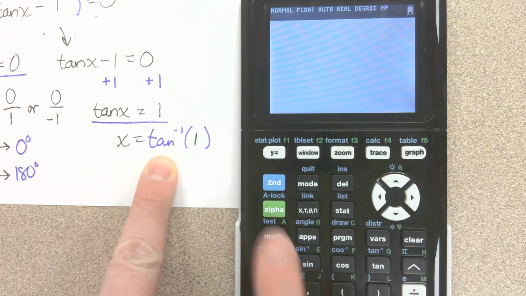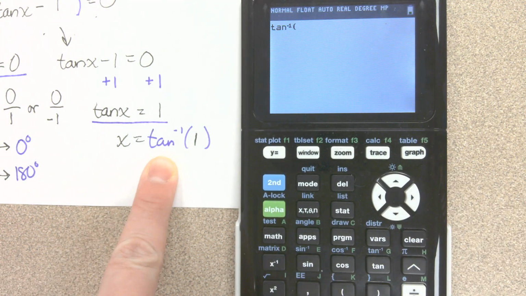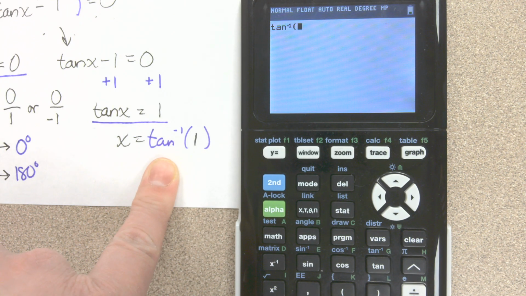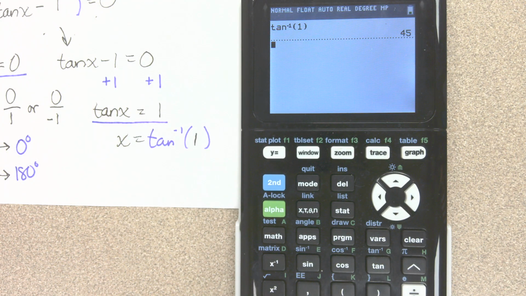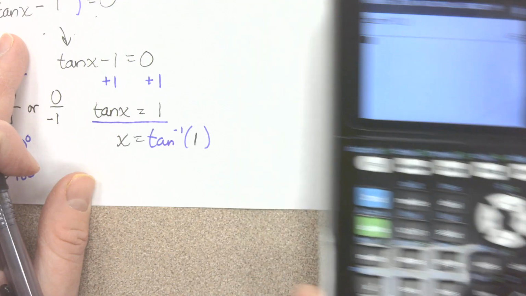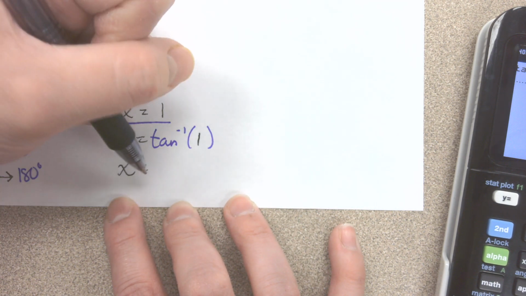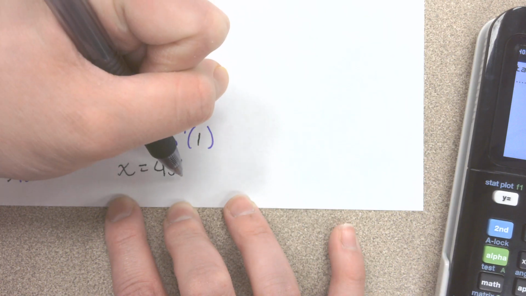So I'm going to type this in. Second tangent, to get that inverse on the screen. If you manually type in tangent to the negative first power, it will not work. That's different. Then 1, and you'll get 45. So x equals 45 degrees.